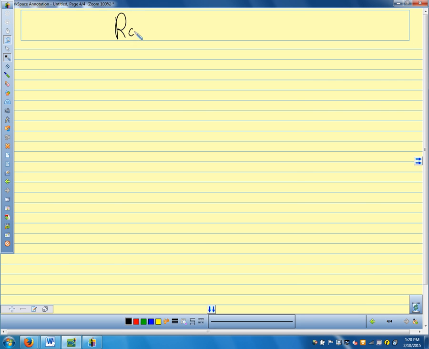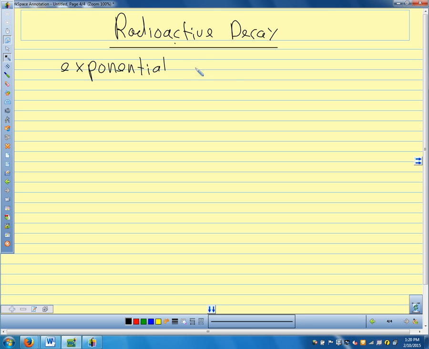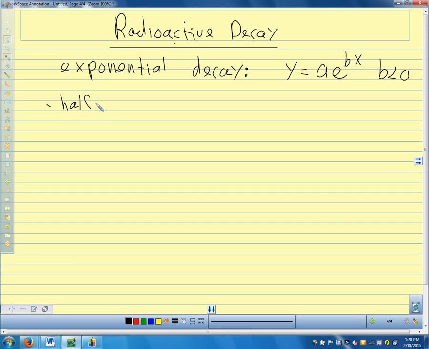All right, so let's talk about radioactive decay. Radioactive decay is exponential decay. So our equation is going to be y equals a e to the bx, where b is less than 0. For radioactive decay, the radioactive materials, they're going to give you a half-life. So depending on the material, each one has a different half-life. The half-life is the time it takes to reduce the amount in half.